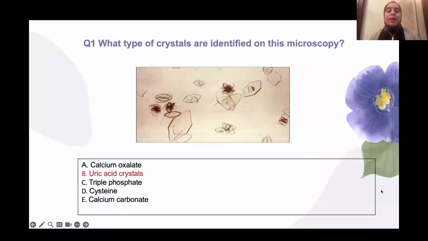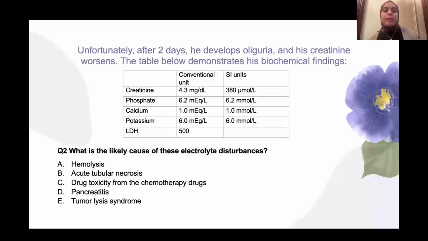Yes, here we have uric acid crystals. We can see different formations of uric acid crystals in the figures. We have rosette, hexagonal, and diamond-shaped crystals, which are consistent with uric acid crystals. Now, the same patient, unfortunately, after 2 days develops oliguria. His creatinine worsened. The table now demonstrates his biochemical findings.